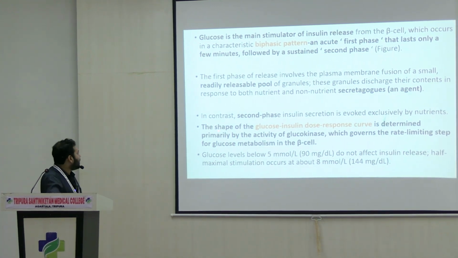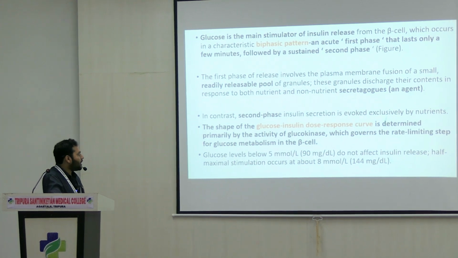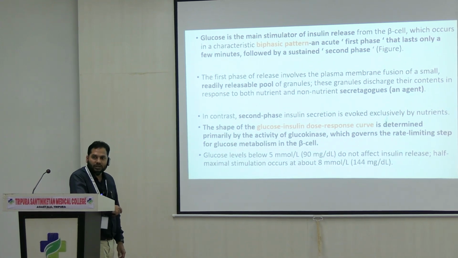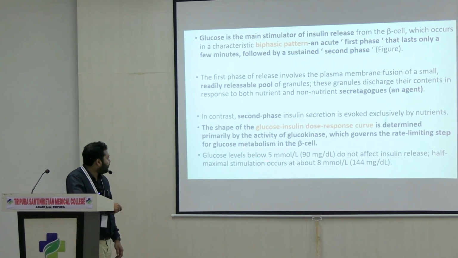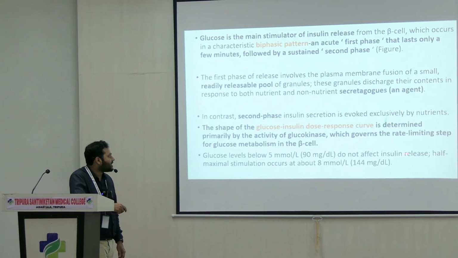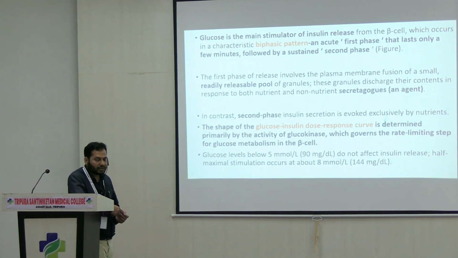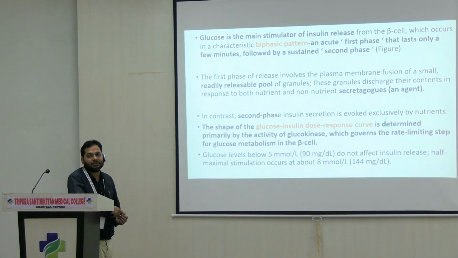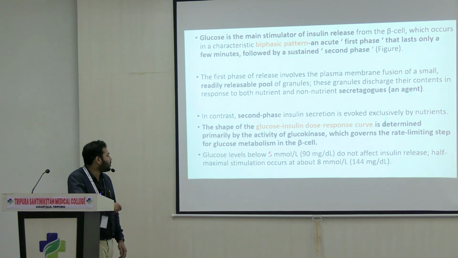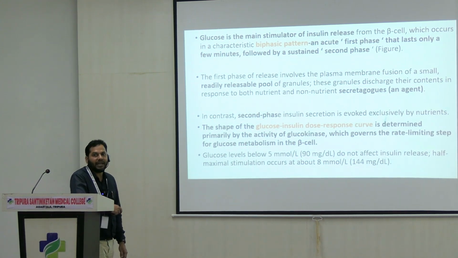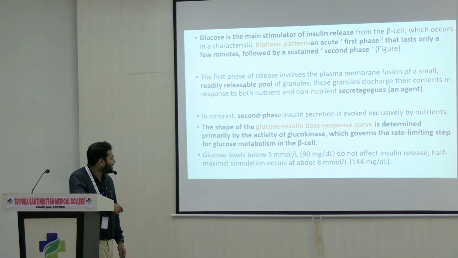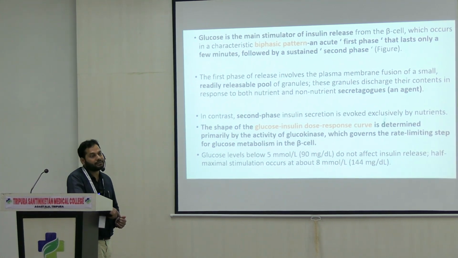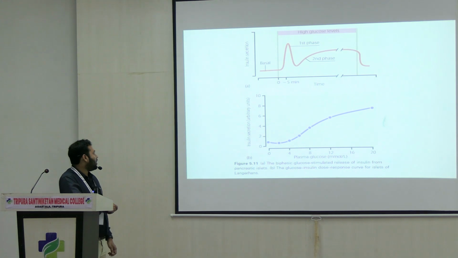So here the glucose insulin dose response curve plays an important role, and that can be explained by the level of glucose in the circulating blood. You can see a glucose level below 5 millimole per liter does not affect insulin release, but half maximal stimulation occurs at about 8 millimole per liter. So up to these amounts, glucose doesn't have any effect on insulin secretion, but once it reaches 8 millimole per liter, it stimulates the release of insulin. This can be seen from here.